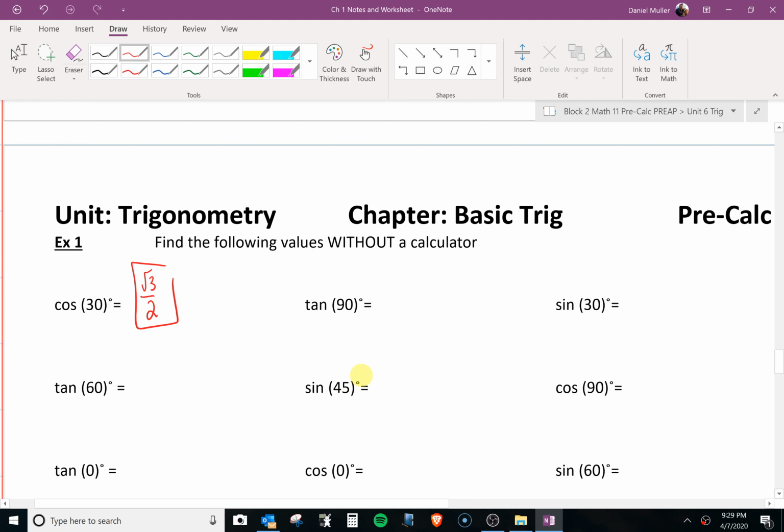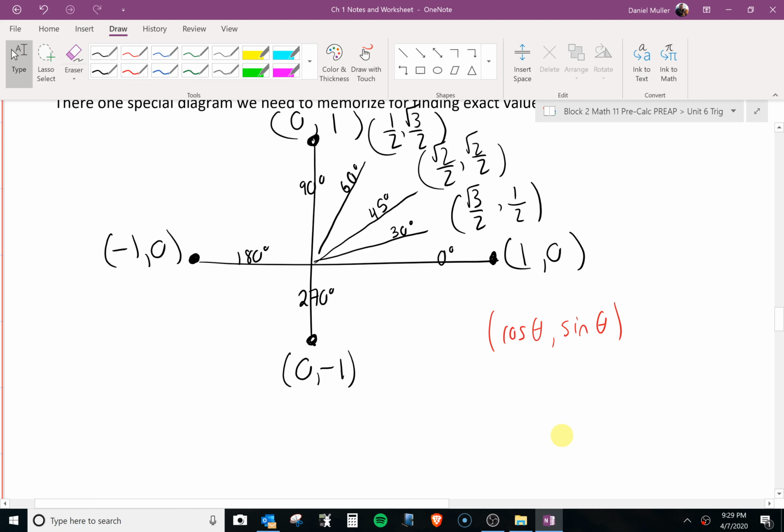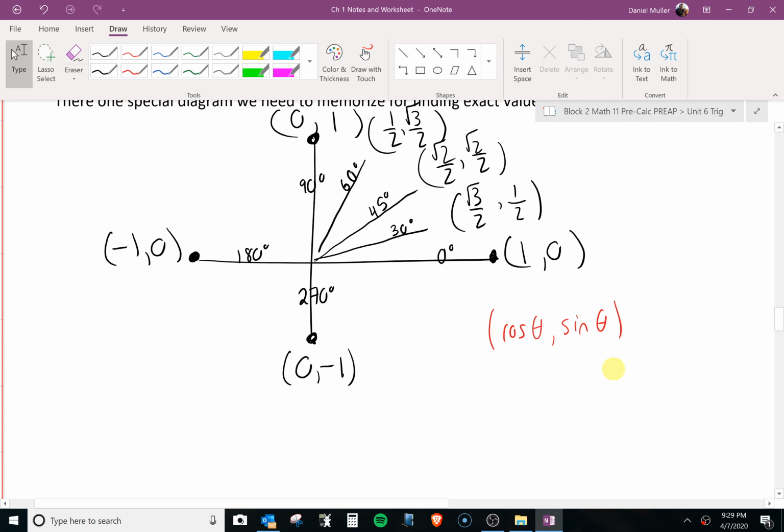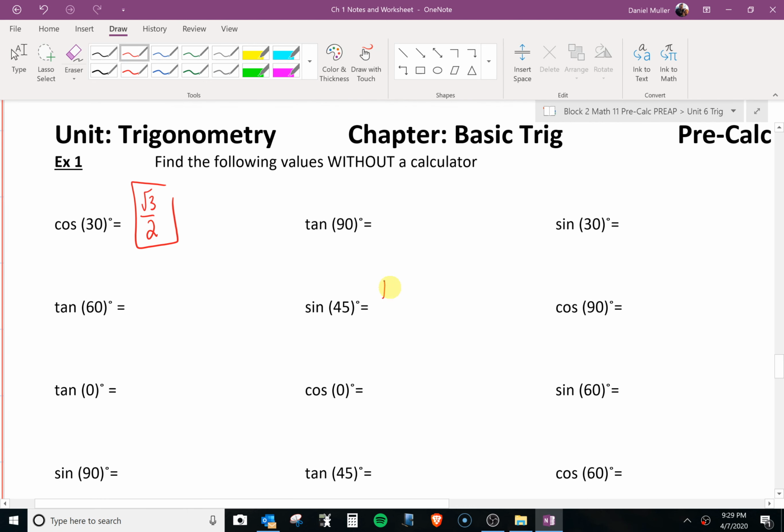And that's it. Now, I'm going to just skip some of these. Sine of 45. Look at the 45 one. So here's the 45 line. Sine is the one on the right, so go to the one on the right, right here. Root 2 over 2. So sine of 45, you would just write as root 2 over 2.